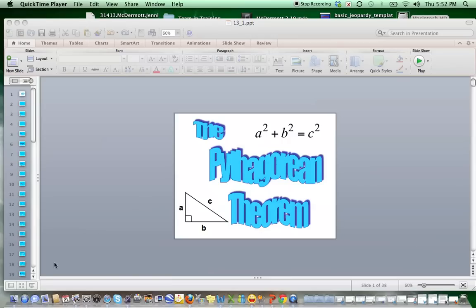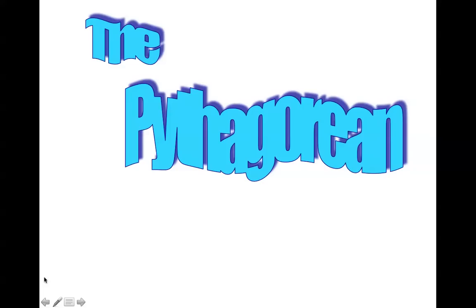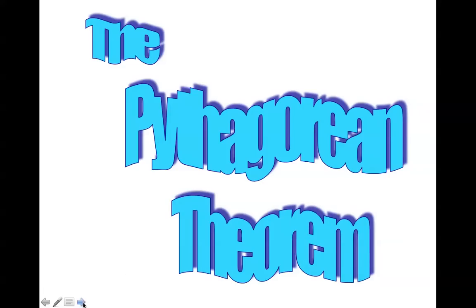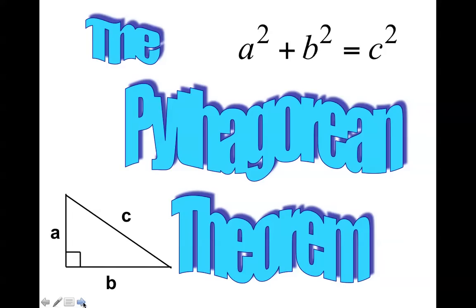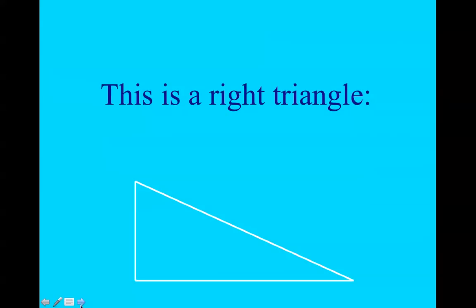Alright guys, so today we're actually going to learn about something that's brand new, and it's one of my favorite things to teach, and I think you're really going to enjoy it. It's called the Pythagorean Theorem. The Pythagorean Theorem speaks specifically to geometry and right triangles, and what we already know about equations, square roots, and inverse operations. So first things first, this is a right triangle.